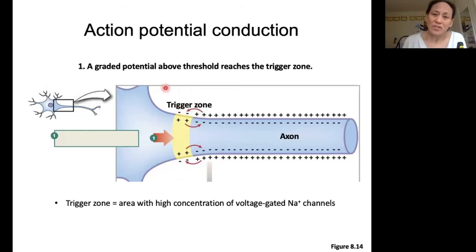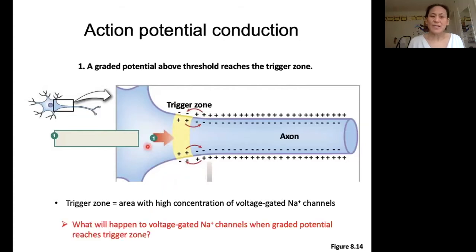The trigger zone is special in that it has a very high concentration of voltage-gated sodium channels. When we have a depolarizing stimulus come to this area that is chock full of voltage-gated sodium channels, what's going to happen? See if you can answer that question.